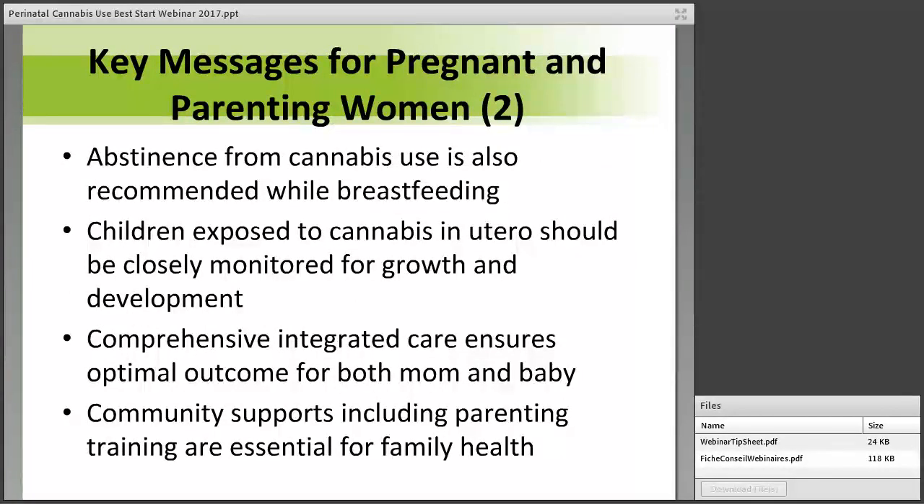Abstinence should be also recommended while breastfeeding, but like I said, breastfeeding should not be contraindicated if someone's still using cannabis. And we know these children may require more close monitoring for growth and development. This doesn't necessarily mean that they need to be followed, for example, in a NICU follow-up clinic, but they need to be followed by practitioners who are aware of these exposure risks. And to optimize outcomes, we should offer comprehensive integrated care and obviously community support that includes parenting training.